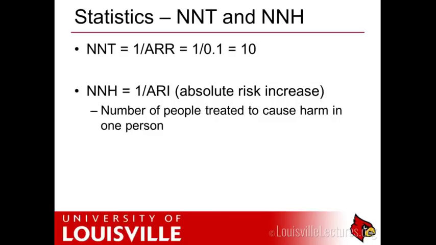The number needed to harm is like if you have a study where you're looking at the percentage of patients that end up with some type of adverse event. It may be due to a medication or a diagnostic or treatment study. And it's essentially measured the same way. So you have that event rate, and then you divide 1 over the absolute risk increase, so the risk of developing that adverse event.